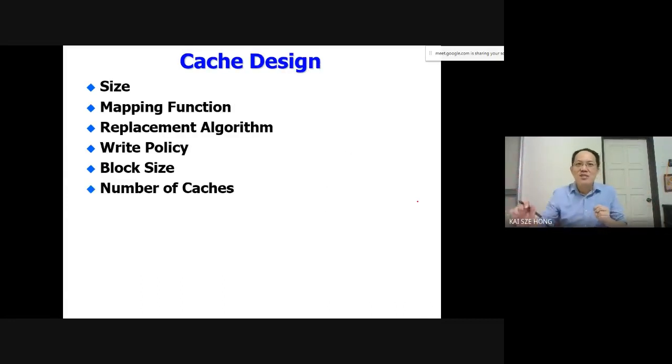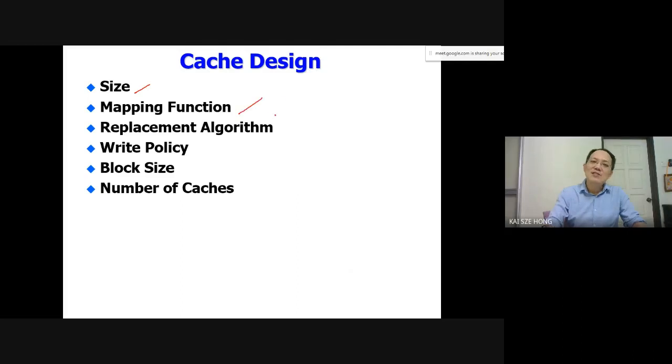So now we are going into the cache design. Don't worry, as promised, I will give you some rest after I discuss a little bit. Cache design involves the size. What is the size of your cache? And also, you want to know the mapping function.